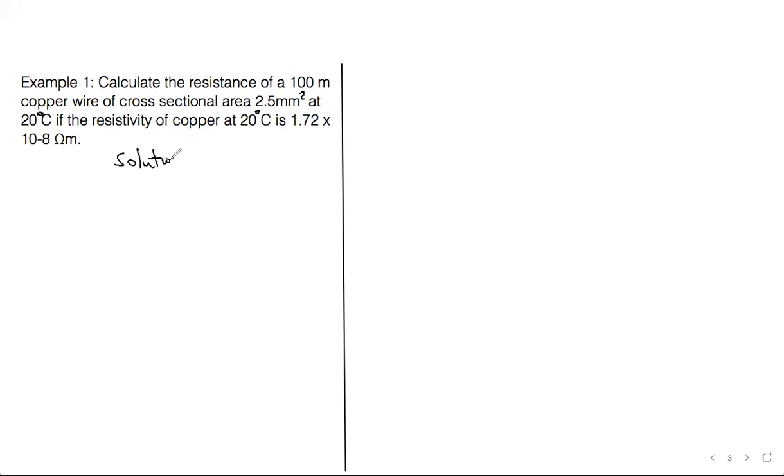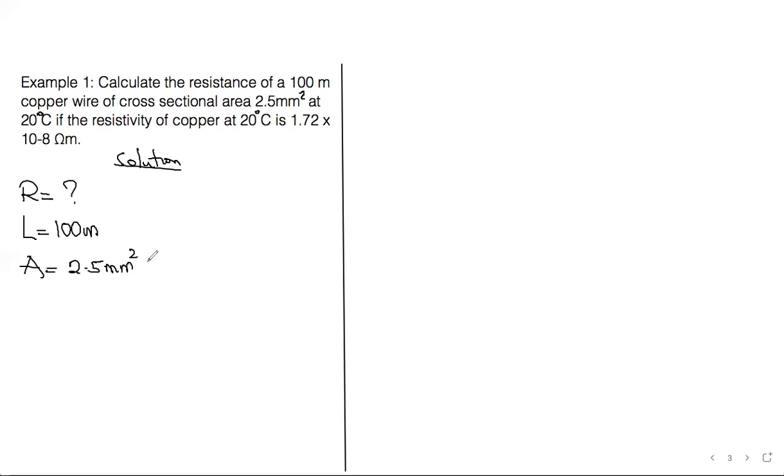So what do we do? Let's list what we have. We have to calculate the resistance. That's what we are looking for. And we have the length as 100 meters. And we have the cross-sectional area as 2.5 millimeters squared. So here there's a mismatch of units. We have to make sure that there's consistency in the unit. This is meters, this is millimeters. We have to make sure we convert this to meters squared.